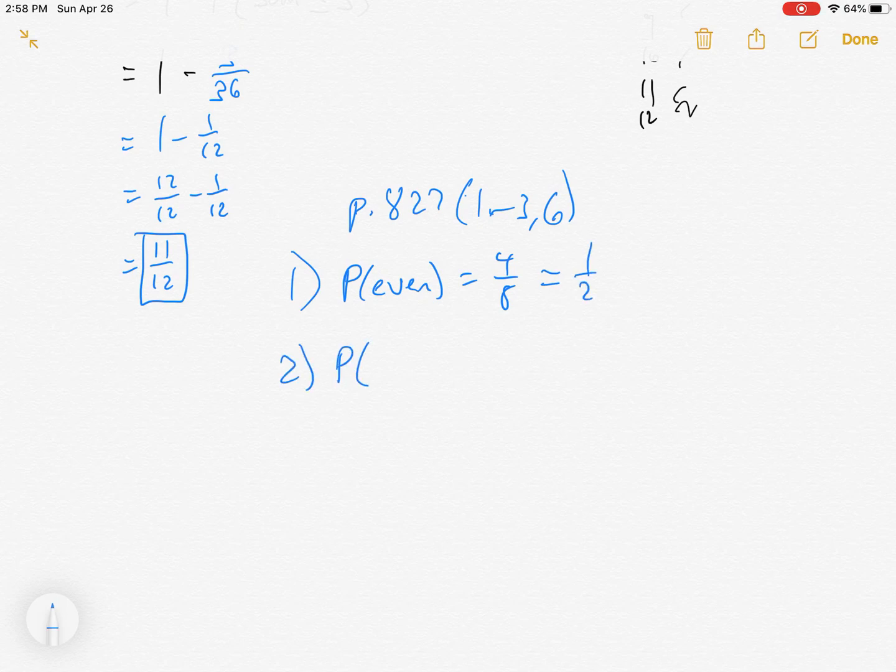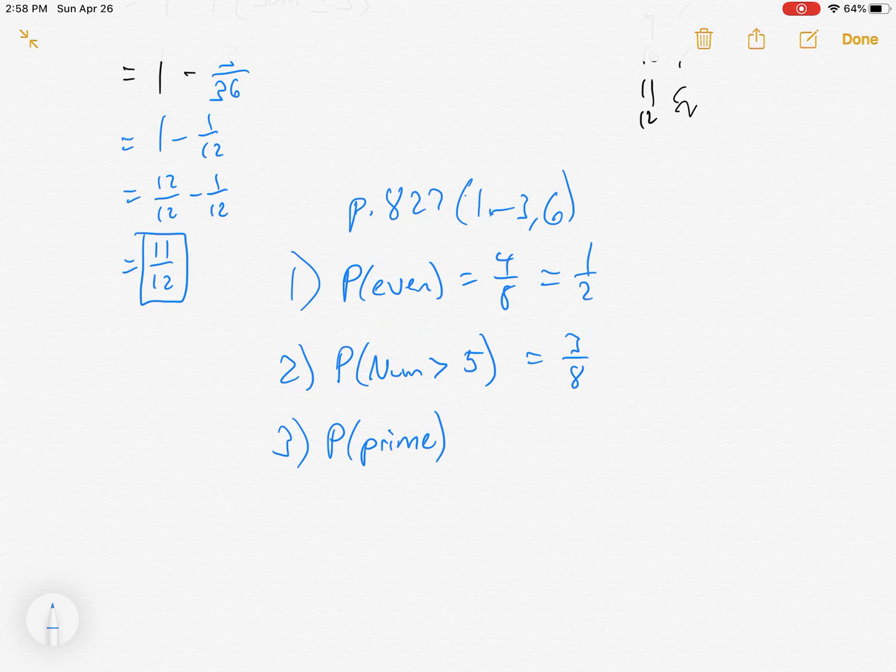Number 1 says you're going to spin this spinner. What's the probability it lands on an even number? Well, it goes 1, 2, 3, 4, 5, 6, 7, 8. Well, that's nice. So there are 4 evens out of 8 total outcomes. So that's 1/2. Number 2 says a number greater than 5. Well, that would include 6, 7, and 8, so 3/8.